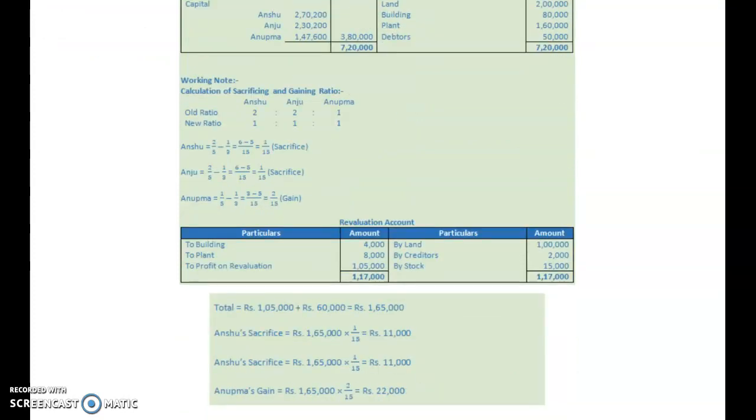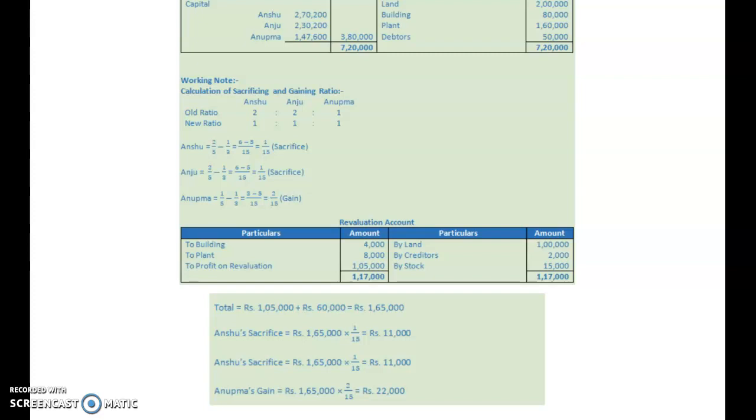Now, sometimes instead of revaluation profit, there may be a revaluation loss. That loss will also be adjusted here and the net effect taken. For example, if there is a loss on revaluation of rupees 45,000, the net amount comes out at rupees 15,000 instead of 1,65,000. So we have to see what the result of the revaluation account is. If it is profit, we add to this; if there is loss, then we have to subtract it.